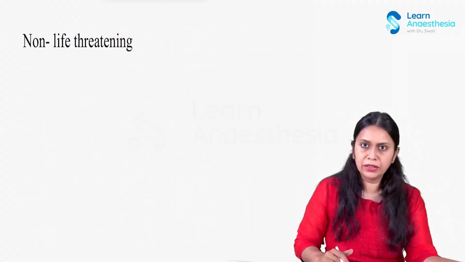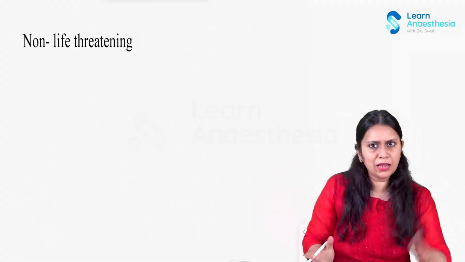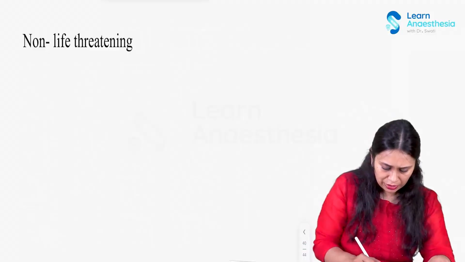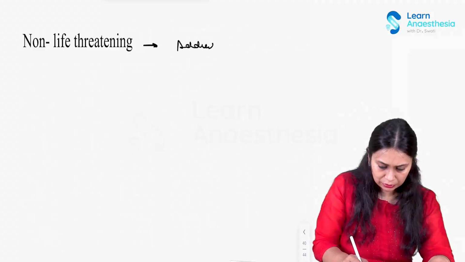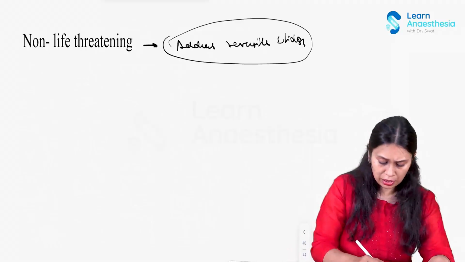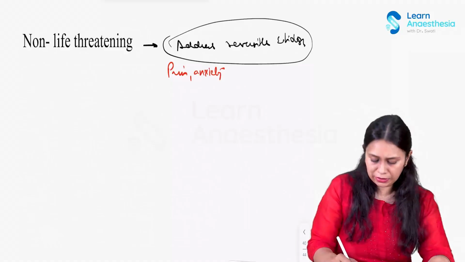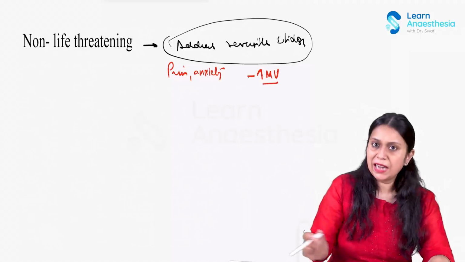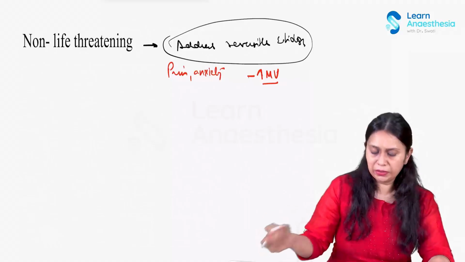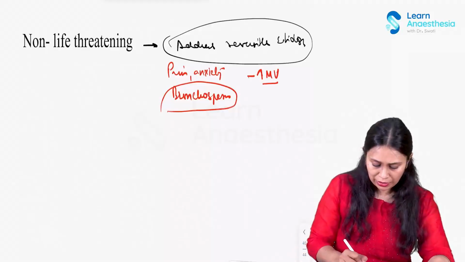So in the non-life-threatening condition, we have to do ventilatory setting management. As I have already discussed, we have to address the reversible etiology. The reversible etiologies are pain and anxiety, right? All this causes an increase in minute ventilation, then inadequate sedation, which also increases minute ventilation, then bronchospasm, which we have to treat with steroids and bronchodilators.